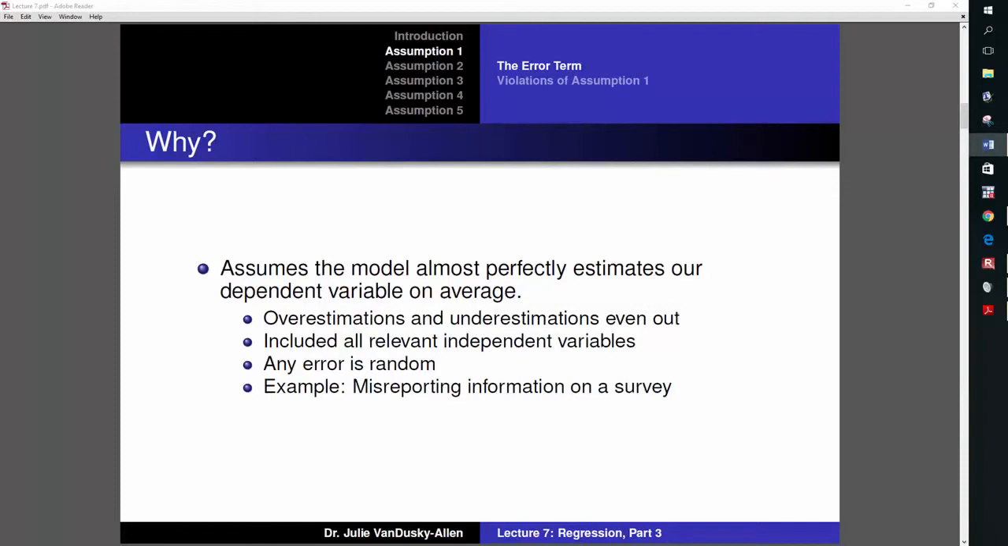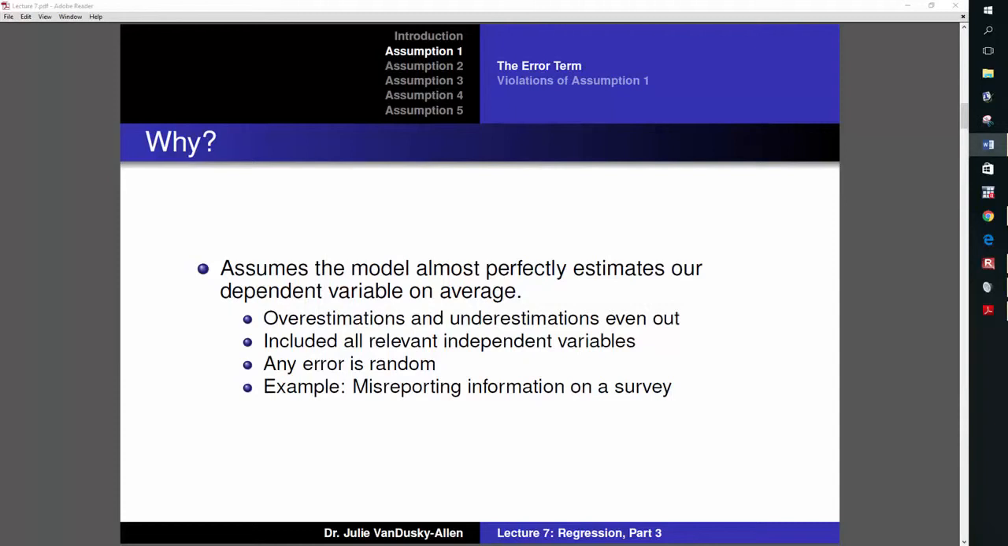When we use ordinary least squares regression, the regression model assumes that we have included all the relevant independent variables in our model, and as a result that all of our independent variables collectively help us predict our dependent variable. And if our model makes an error in predicting, we assume that error is random. Something happened for a particular observation that was a random event that changed the value of the dependent variable.